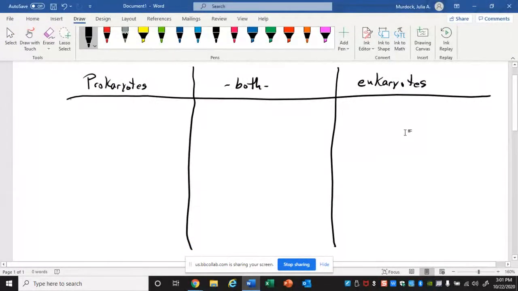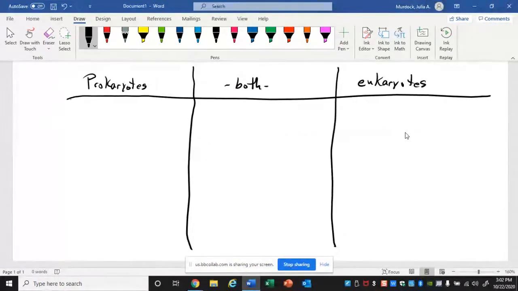Now again, if you have questions or contributions, you're going to have to turn your mic on and share that way, because I can't see your chats. So let me just ask the question. What would I put that prokaryotes and eukaryotes both have? Can you throw out some things that I could put in the both section?